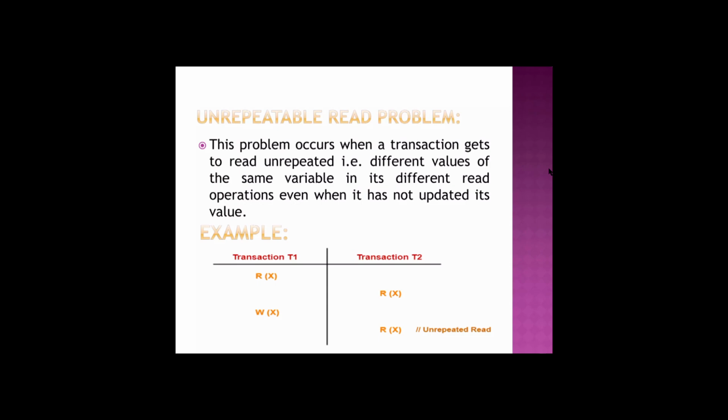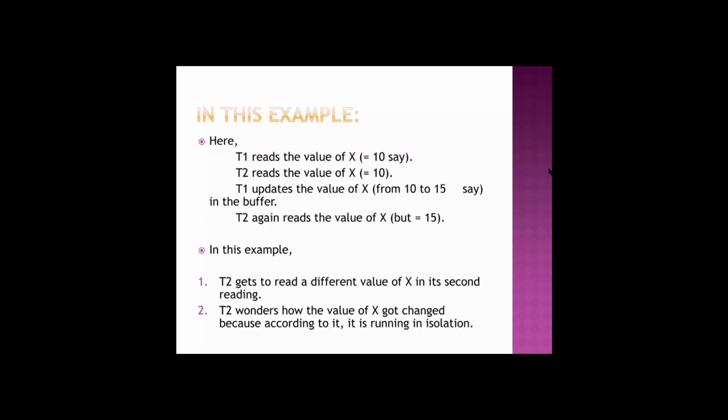This problem occurs when a transaction gets to read different values of the same variable in its different read operations, even when it has not updated its value. For example, there are two transactions T1 and T2. T1 reads the value of A, then T2 reads the value of A. Then T1 writes the value. So T1 reads the value of A, T2 reads it, T1 updates the value and T2 again reads the value. But in this example, the updated value is read by T2, which is not the same as the one read before, and this leads to inconsistency as T2 wonders how the value of X got changed because according to it, it is running in isolation.